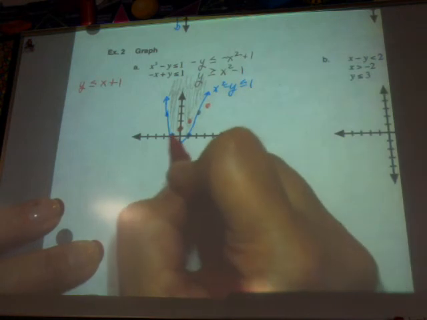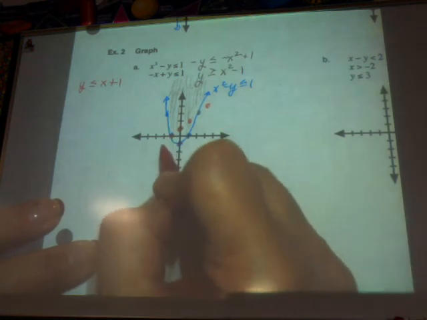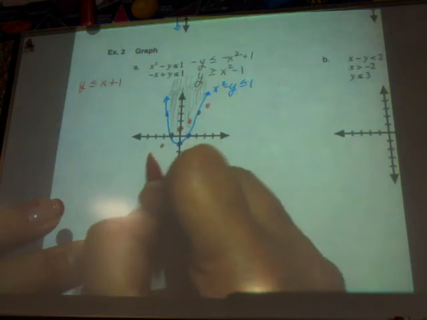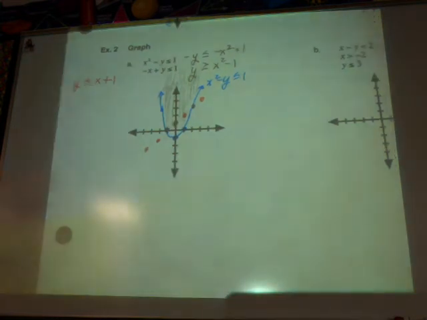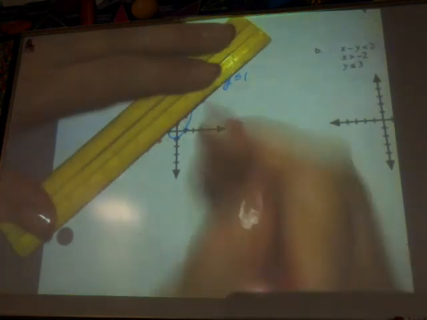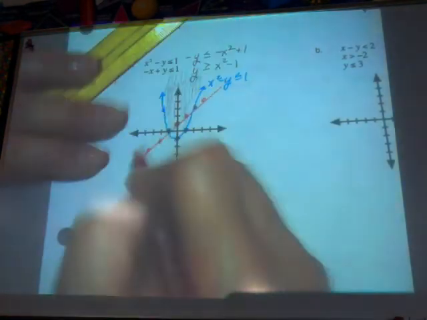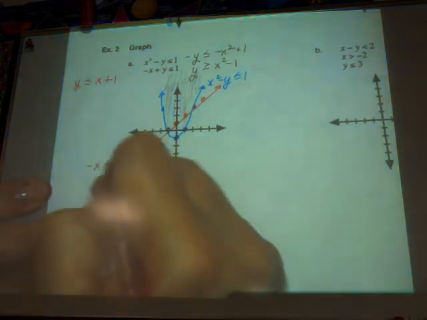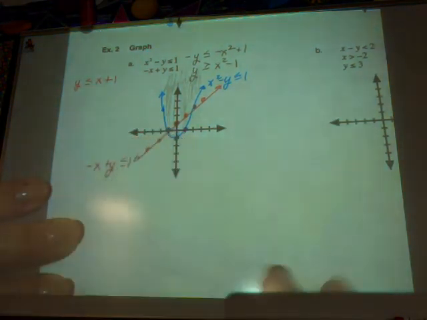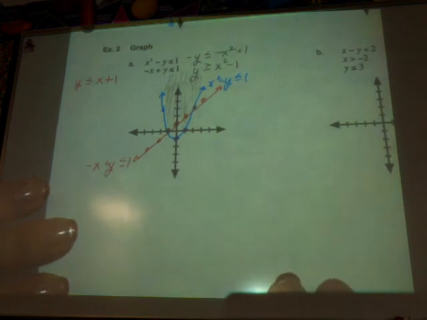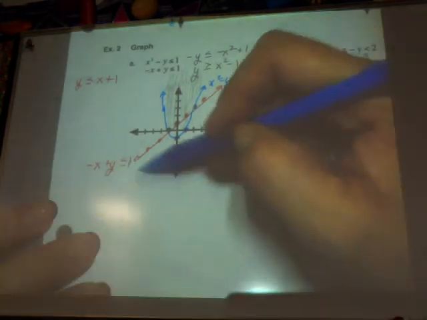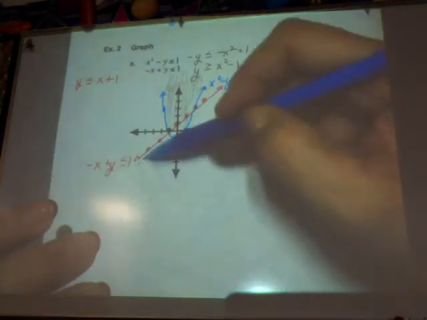Down 1 to the left 1, another intersection. Down 1 to the left. Am I going to have a solid or a dotted line? Solid. So this is negative x plus y less than or equal to 1. Now this shading is less than, right? So this shading is going to go in this direction here.